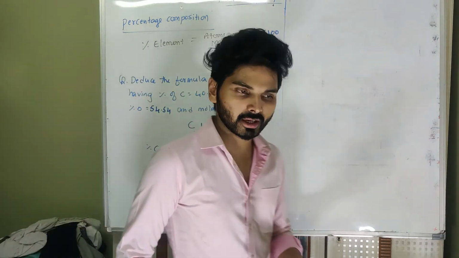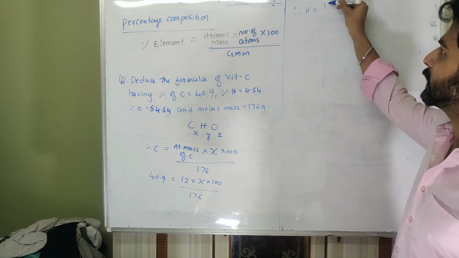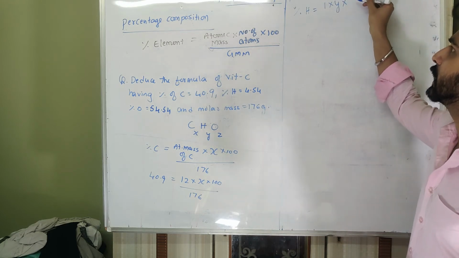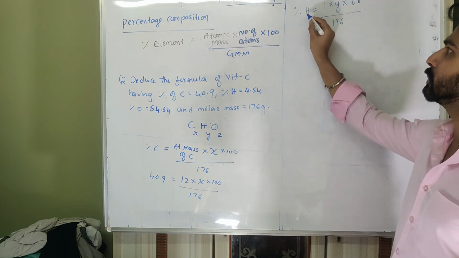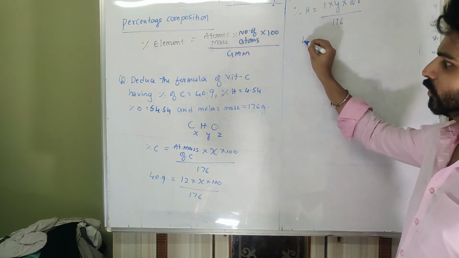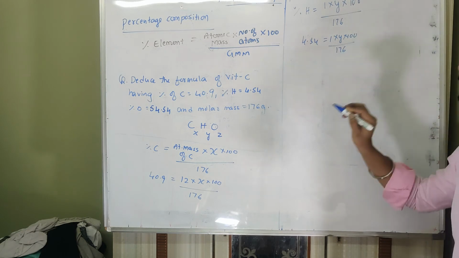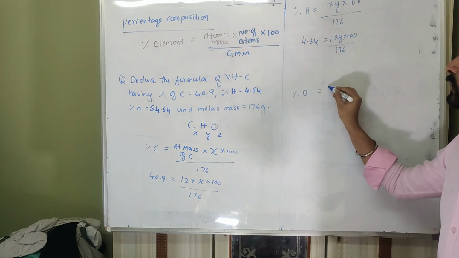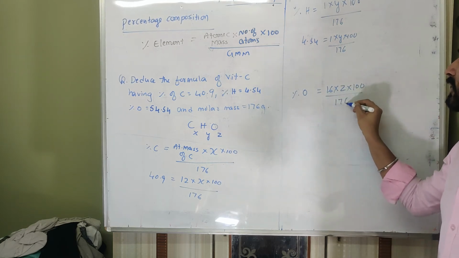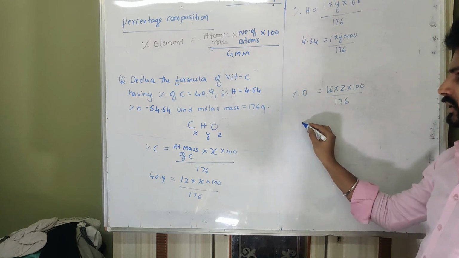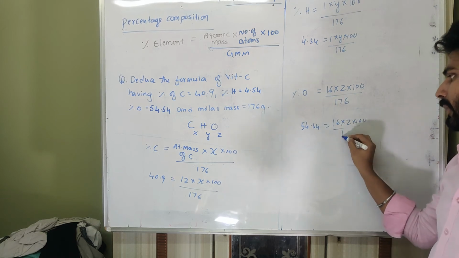Similarly, we can get the percentage of hydrogen as 1, the atomic mass, into Y, the number of atoms, into 100 divided by 176, the gram molecular mass. So the percentage of hydrogen, 4.54, is equal to 1 into Y into 100 divided by 176. Similarly, the percentage of oxygen will be equal to 16, the atomic mass, into the number of oxygen atoms Z, into 100 divided by 176. So the percentage of oxygen, 54.54, is equal to 16 into Z into 100 divided by 176.